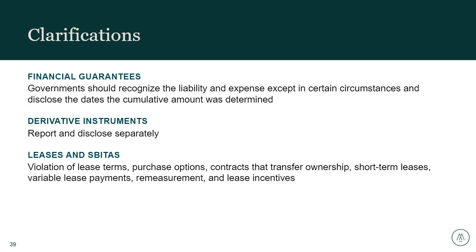On leases and SPITAs, variable payments that depend on an index or a rate or those that are fixed in substance should be included in the measurement of the lease liability. All other variable payments, things like the future performance of the lessee or the usage of the underlying asset, should not be included in the measurement of the lease liability. Now, lease liability should be remeasured solely for a change in an index or a rate used to determine variable payments, nor should the discount rate be reassessed solely for a change in the lessee's incremental borrowing rate.